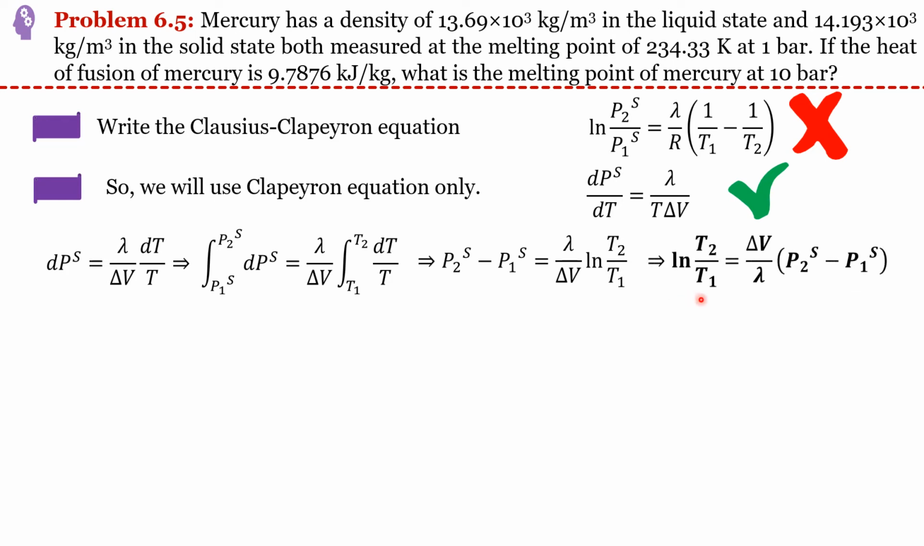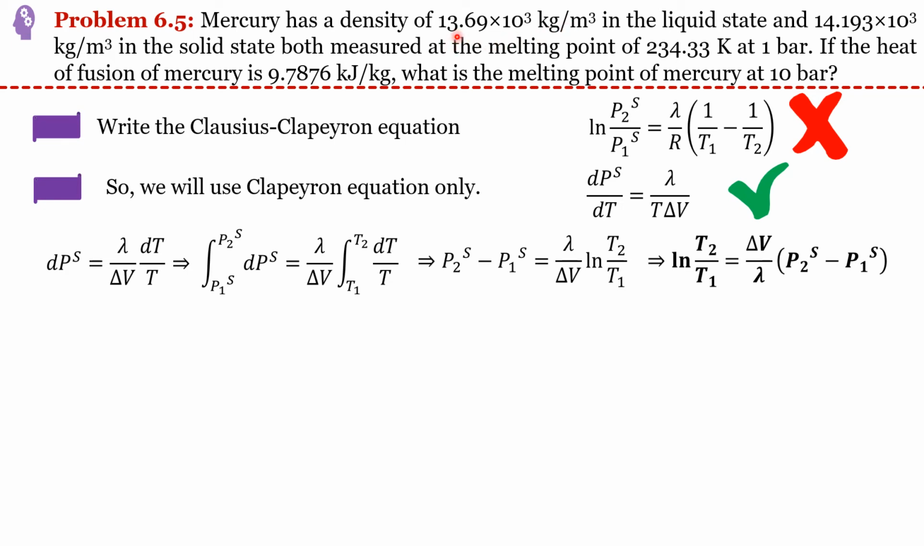So this will be our final equation. Here the density is given, that is kg per meter cube in liquid state and solid state. Now what we need is molar volume, which means first we have to estimate the volume. In order to find volume, mass should be known. Here mass is not given.